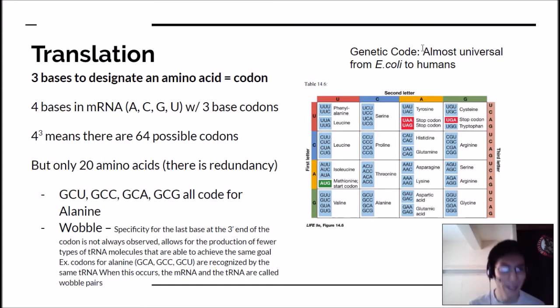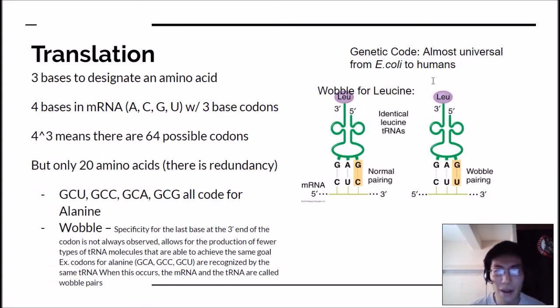So let's move on. If you look at something like this, this is the wobble for leucine, and you can see that you have your mRNA over here, and then you have the anticodon, which is something we should talk a little bit about, on the tRNA. The tRNA is over here, the transfer RNA, and it has anticodons that correspond to the codons on the mRNA.